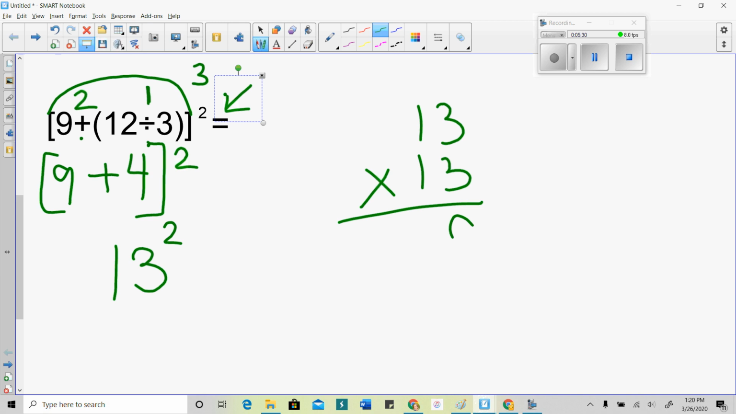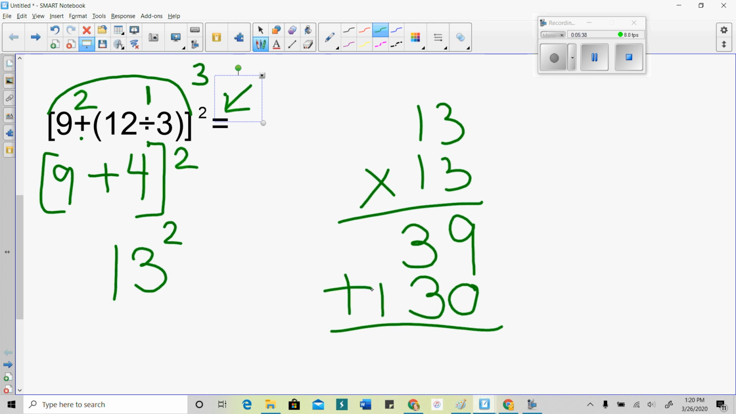So 3 times 3 is 9. 3 times 1 is 3. Put a 0 and move over. 1 times 3 is 3. 1 times 1 is 1. And I'm going to add this up and I get 9, 6, 1. So the answer to this problem is 169.